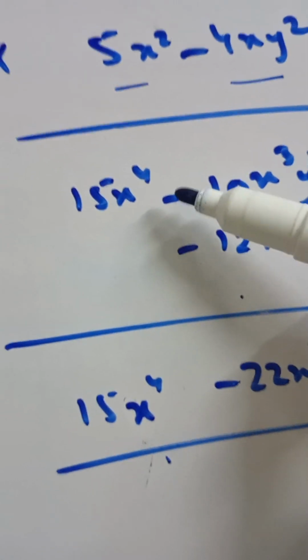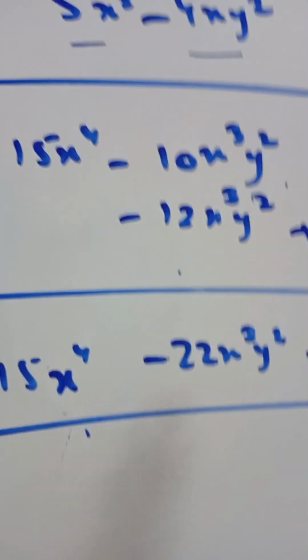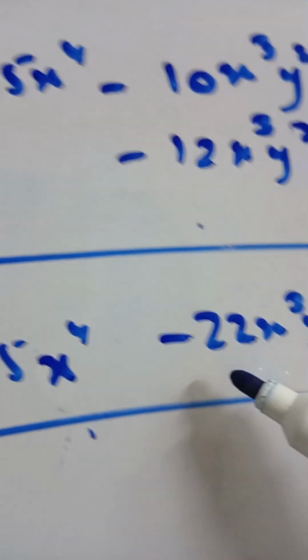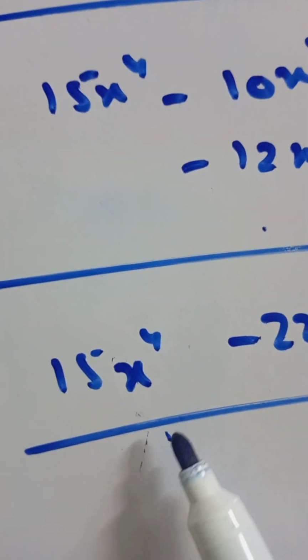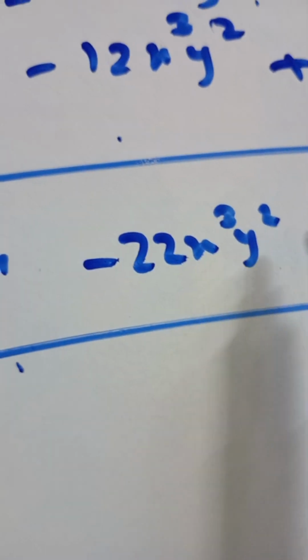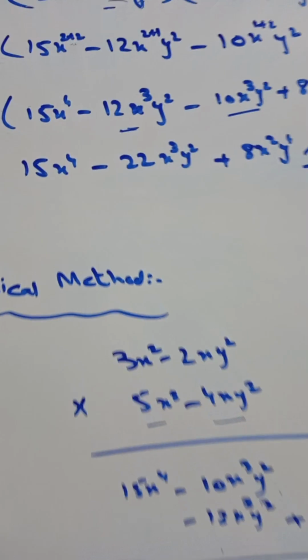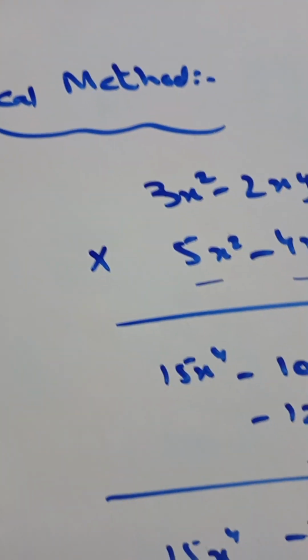Now solve it. Minus minus, in addition, we will add, but sign of big value will be written here. So 10 plus 12 becomes 22. X cube y square will remain same. So the answer is 15x raised to power 4 minus 22x cube y square plus 8x square y4. You can easily check. Same answers with two different methods. I hope it's clear for you what is the product of binomial into binomial by two different methods.